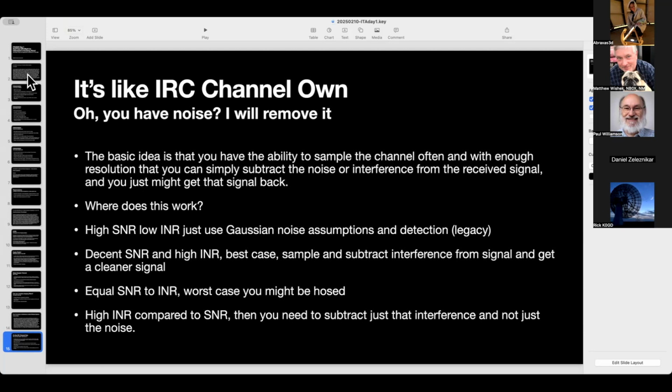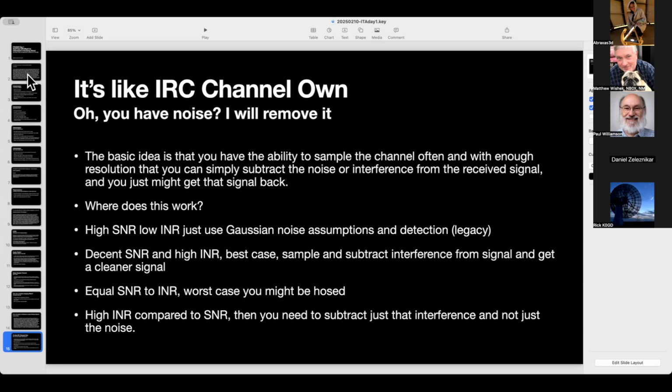And you're going to get that signal back. And it's like, wow, why don't we do this all the time? Well, because it only works under certain conditions. If you have a high signal to noise ratio and a low interference to noise ratio, just use your classical detection stuff. That's going to work as good or better.